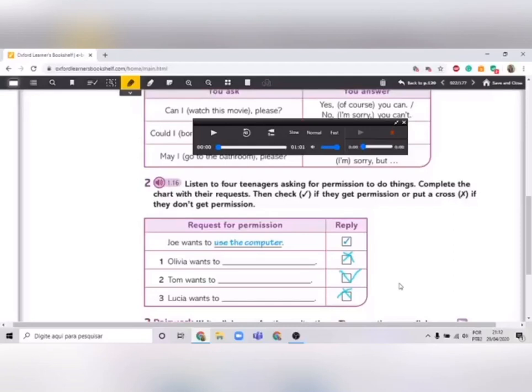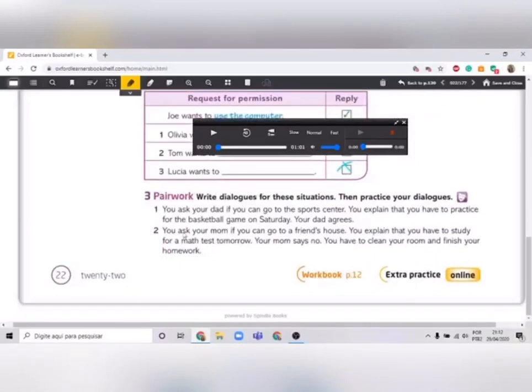So, in number 3, we have to create a dialogue for this situation. Okay, you have to create and write in your notebooks. Okay, and for homework we have exercise 1, 2, 3, 4 at page W12.